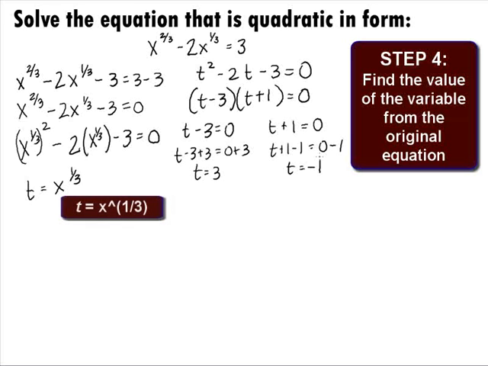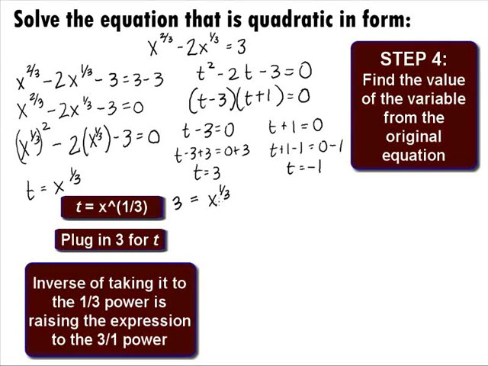In this problem, t equals x to the 1/3 power. Let's see what x is when t equals 3. Substituting in a 3 for t, we get 3 equals x to the 1/3 power. It looks like we have a rational exponent equation. The inverse of raising x to the 1/3 power is to raise both sides to the 3/1 or third power. When we do this, we will get 3 to the 3rd power equals x to the 1/3 power raised to the 3rd power, which simplifies to be 27 equals x.